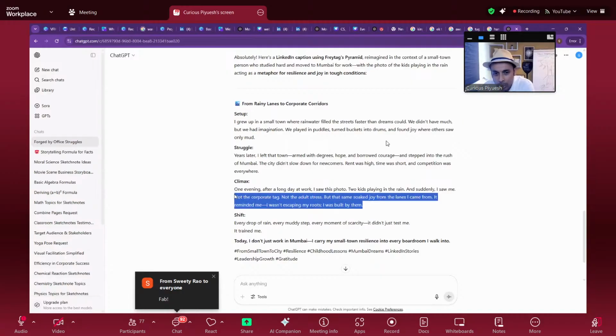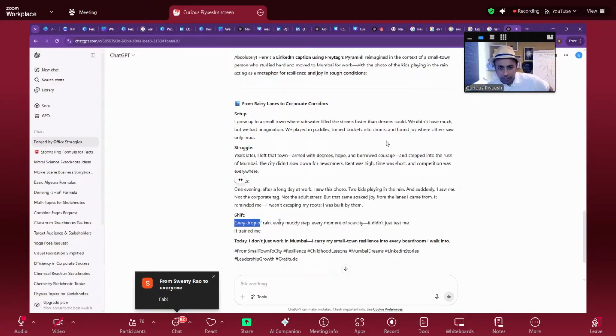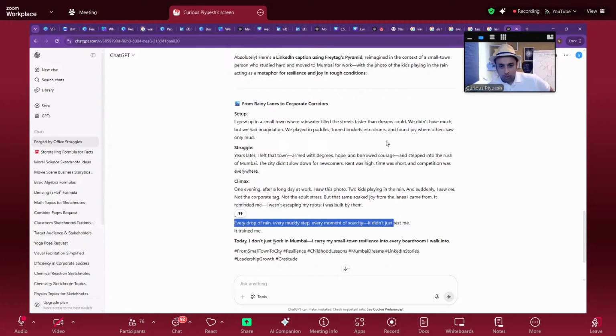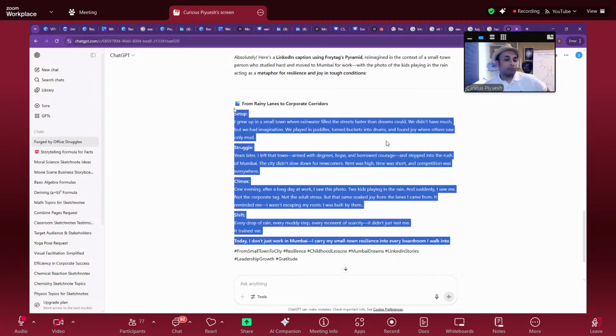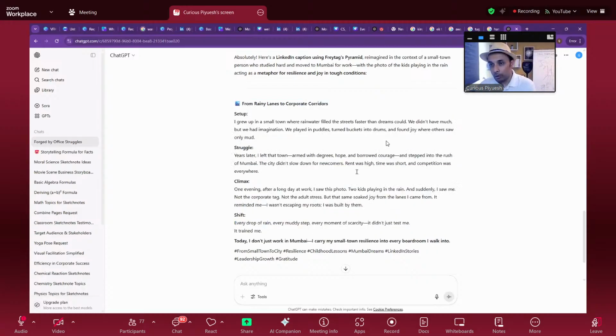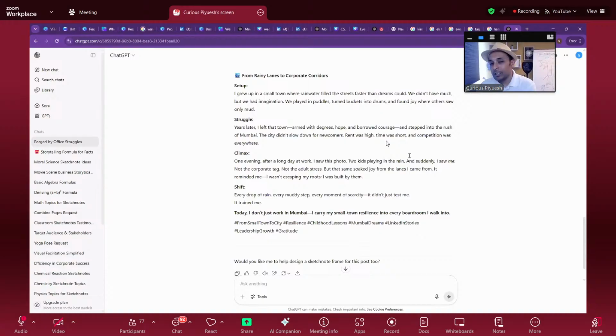Are you all imagining that this paragraph is about the hero winning? Every drop of rain, every puddle. Today, I don't just work in Mumbai, I carry my small town resilience into every boardroom I walk into. Look at that. And trust me, put this on and you will see what happens to your Instagram posts. Right now I'm showing you a picture, but this is what I want you to do with your sketch notes. Now imagine if you are making a sketch note like this and then putting a LinkedIn story like this.